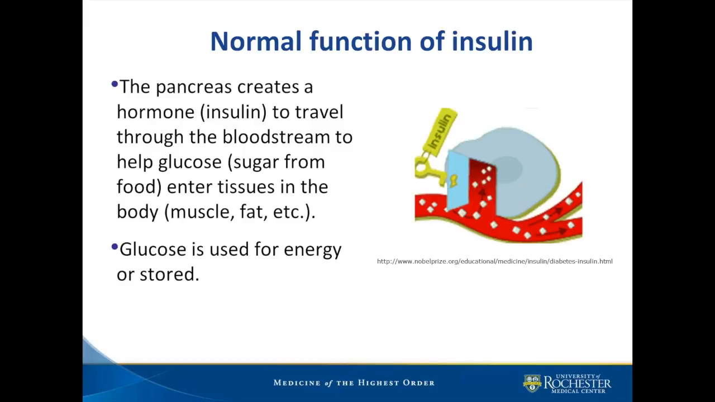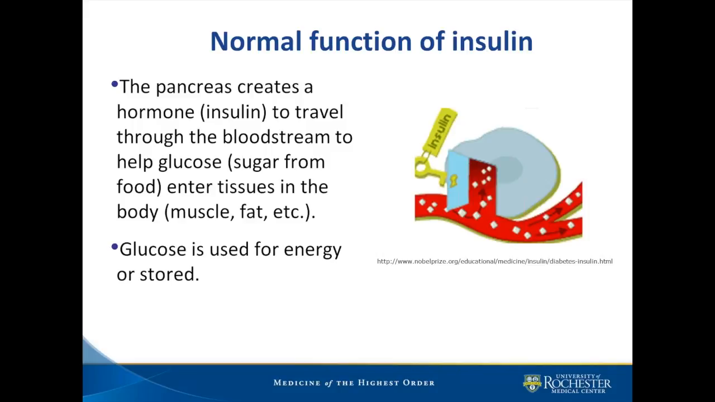Now, normally the functions of insulin are regulated in the following way. The pancreas manufactures the hormone insulin, this very small protein, this peptide, which it releases from the beta cell in the pancreas, and it travels through the bloodstream to help glucose, the primary sugar of the body, enter a variety of its target tissues. Typical examples are muscle and fat, and of course the brain and others. But insulin regulates primarily muscle and fat, and to some real extent the liver.